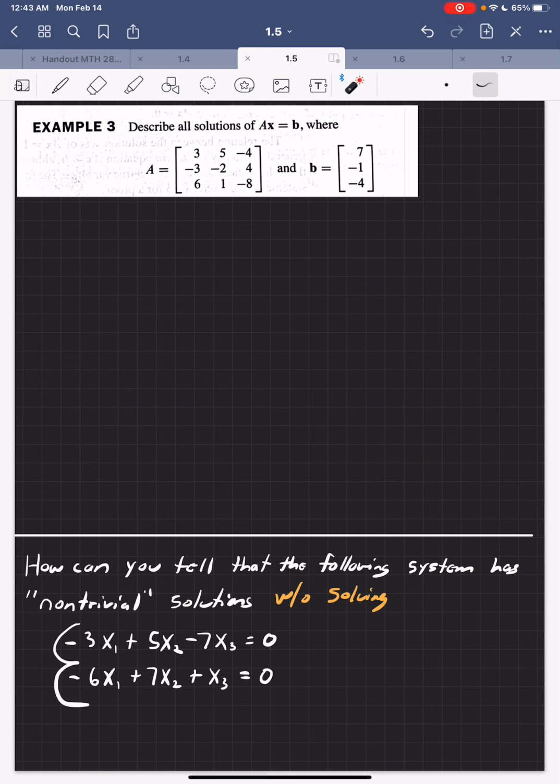Well, let's make sure you understand. If there is a non-trivial solution, there must be a free variable. Do you agree with me? How many equations? I have 2 equations. How many variables? 3 variables. Do I have more variables than equations? I do.